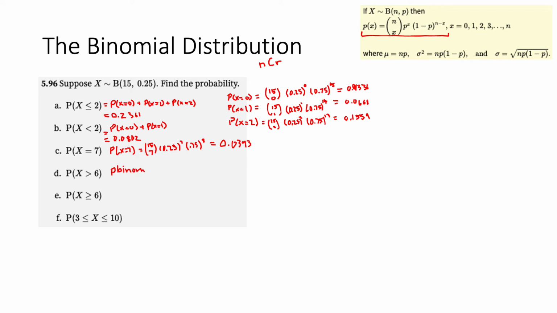Now, the problem with this command is that it only gives us x less than or equal to whichever value we put in. So we can easily get around that by just doing 1 minus, putting in 6, because we want greater than 6, so we want less than or equal to be 6 on the other side, and we'll subtract that from 1. So we've got 6, 15, and our probability. Okay, so this is the structure of this command.